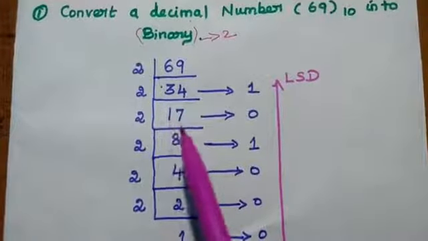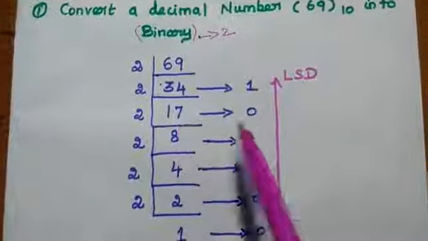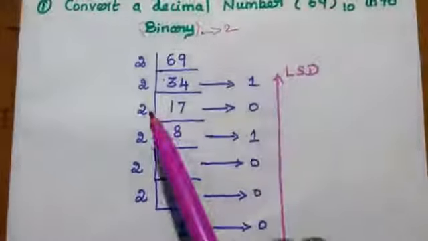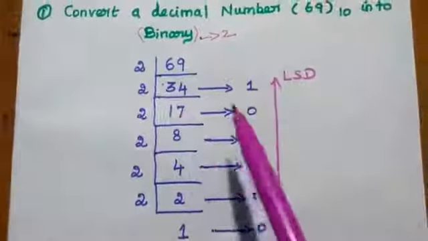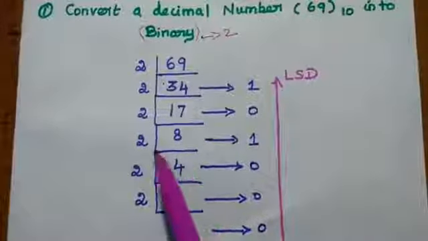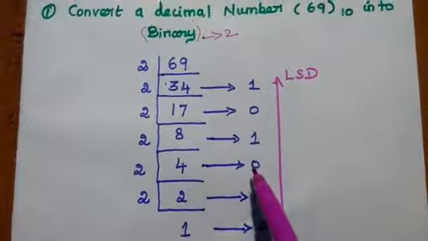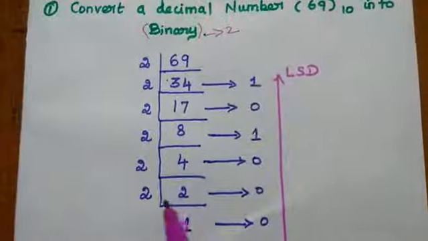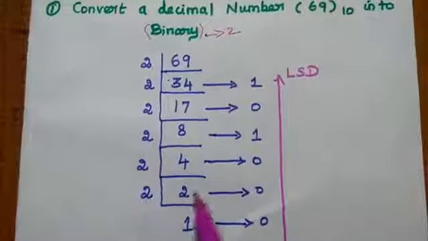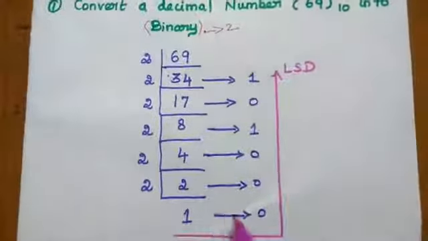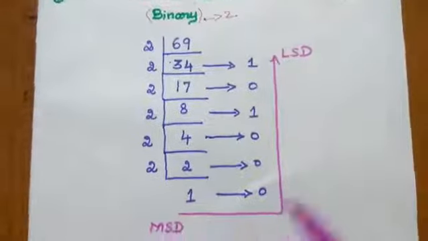So 34 by 2 is nothing but 17. The remainder is 0. 17 by 2 is 8. The remainder is 1 because 8 twos are 16. There is 1 as a remainder. Next, we are going to divide this 8 by 2. We get 4. There is no remainder; its value is 0. 4 divided by 2 is 2. Remainder is 0. 2 divided by 2 is 1. We get the remainder 0.